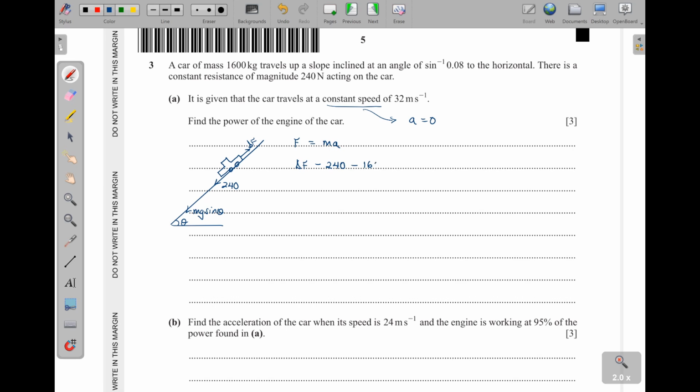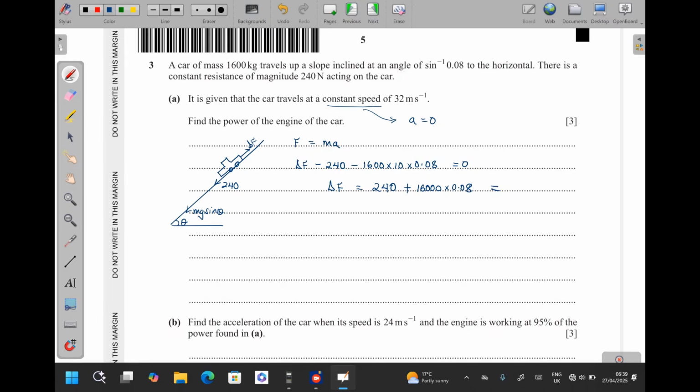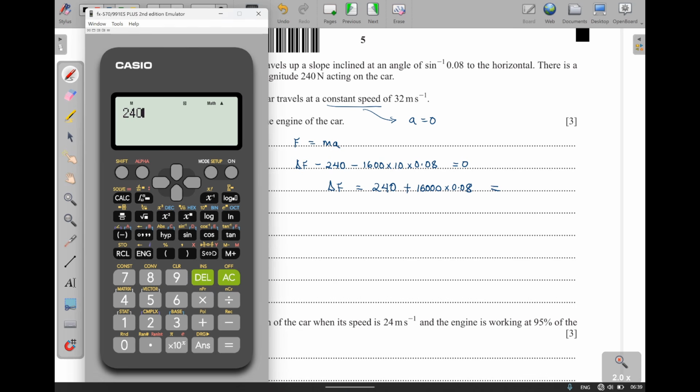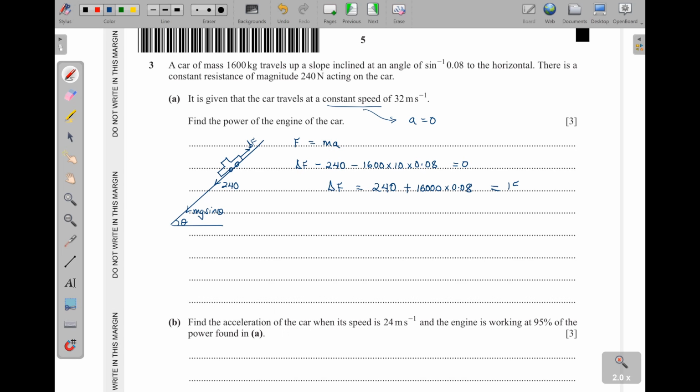mg, so m is 1600, g is 10, then sine of theta is 0.08, which is equal to 0. That means the driving force is now going to be equal to the 240, then plus 16000 times the 0.08. So what does it give us? We shall have 240 plus 16000 times 0.08. So this one gives us 1520 newtons.